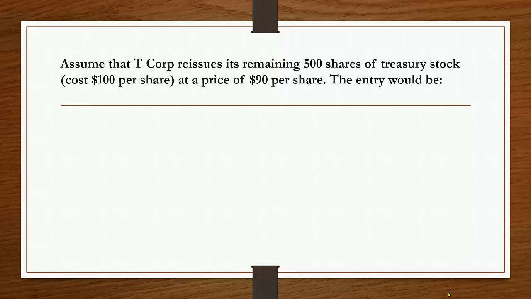Assume that T Corporation reissues its remaining 500 shares of treasury stock. The cost of those shares, referring to the previous example, was $100 per share, and the company is reissuing its remaining 500 shares at a price of $90 per share.